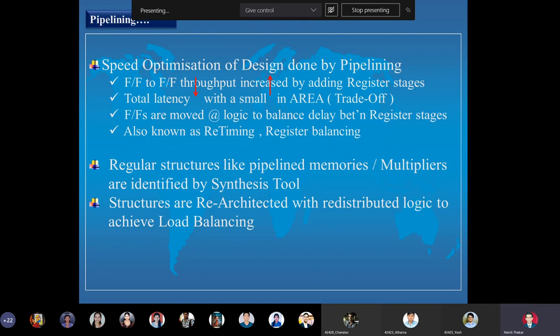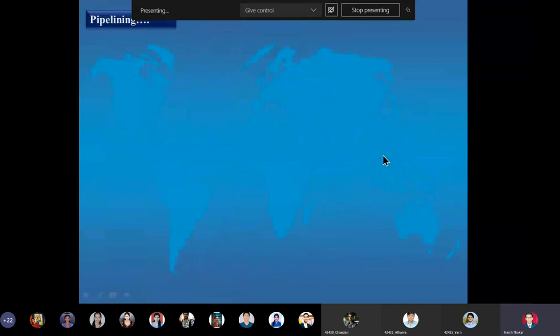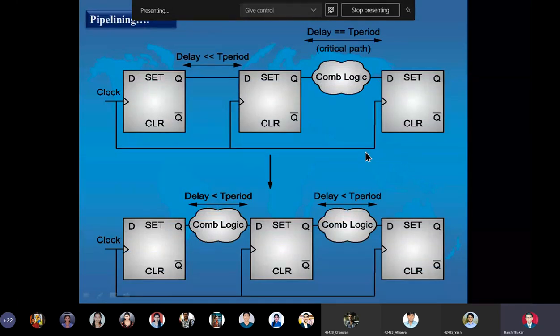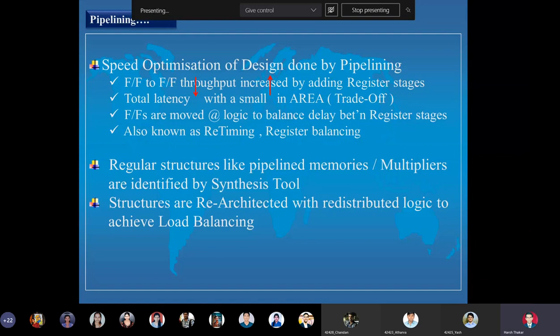Flip-flops are moved about logic to balance delay between register stages. This is also called register balancing or retiming. Okay, that is why here what I have done in this particular system is that I have balanced the delays between the registers. I hope things are clear.